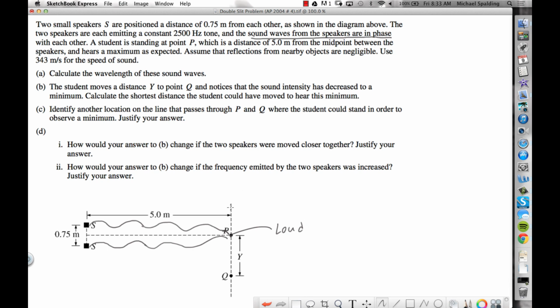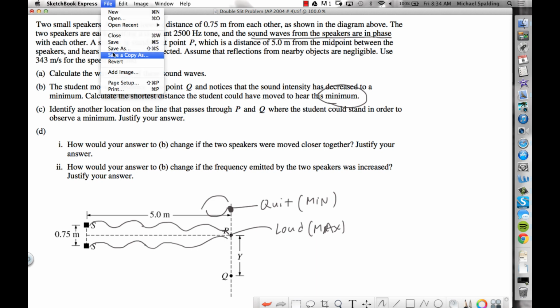Now, if you go to a point that's up here, is it possible for the sound waves coming from the speakers to hit that point out of phase? Like one wave is at a peak and the other wave is at a trough. What would you get there? You'd get a quiet. Now, the loud would be referred to as a maximum, max. The quiet would be referred to as a minimum. That's what they're saying here in the problem. They talk about maximums and minimums.